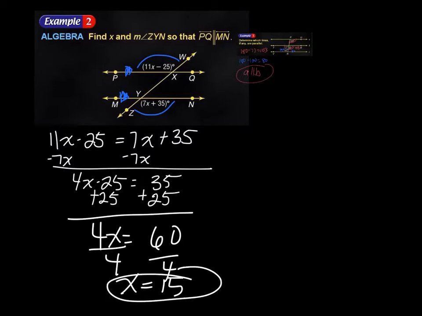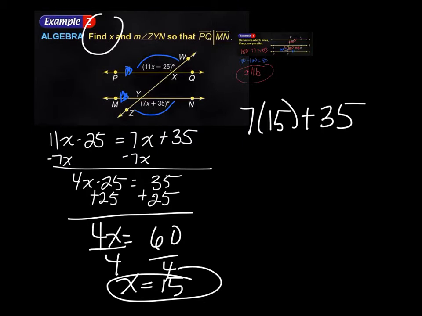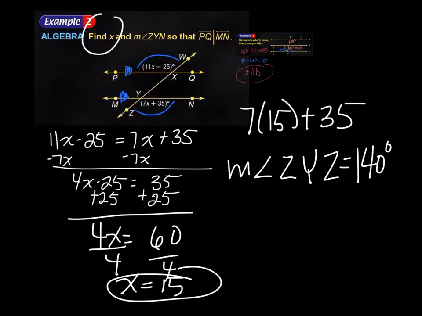That's our first answer. And then they said also to find the measure of angle ZYN. ZYN is 7 times x plus 35. So when we evaluate that, we get the measure of angle ZYN is 140 degrees.